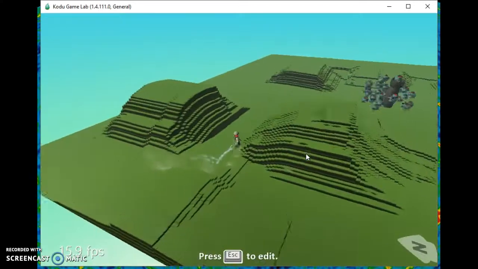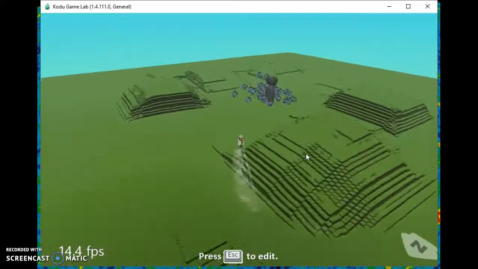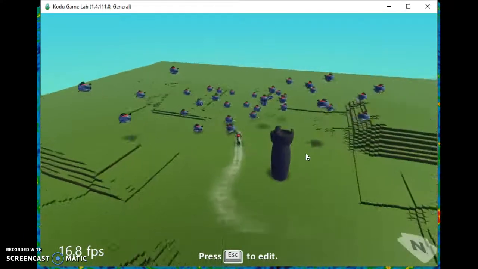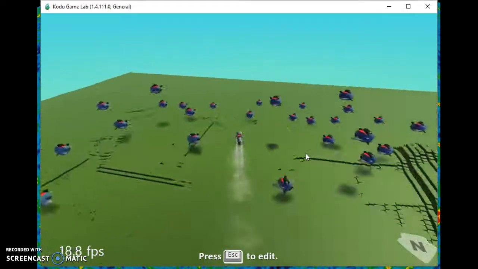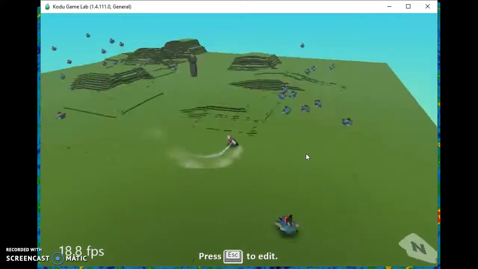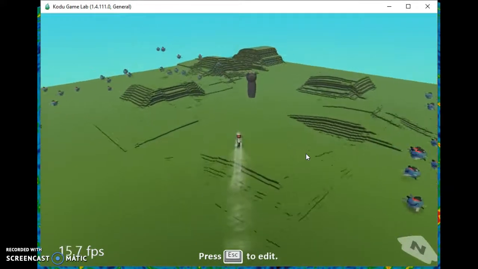So I'm going to move up here, see if I can surprise them. Whoa, they don't like that. And actually, if I drive into the middle of them, you can see that they split like this. So I'm trying to catch them, but I can't.